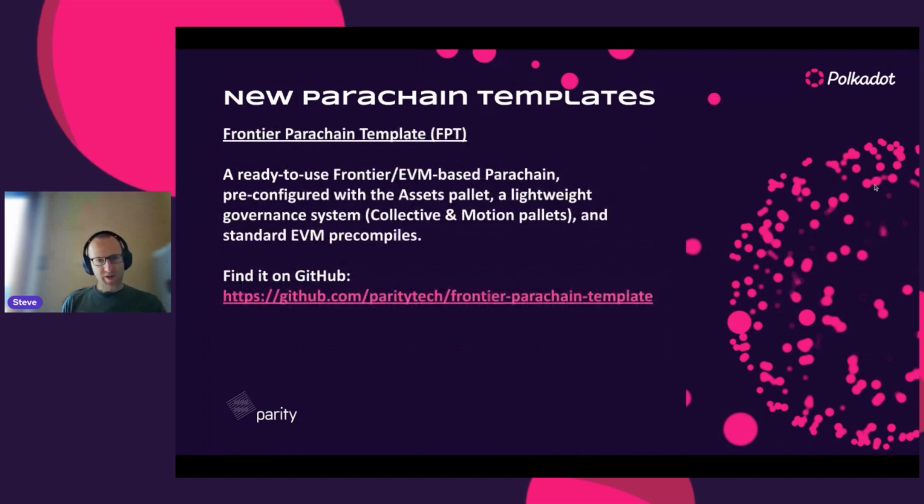The other new Parachain template that we are sharing is one that integrates the Frontier project, which means that it makes it EVM compatible. So it is a Parachain that is from the get-go Ethereum compatible, so you can deploy Solidity contracts on it. And you can also create assets, so we've integrated the assets pallet. We've integrated the same lightweight governance system, as well as other typical EVM functionalities like precompiles. All that is integrated and ready to use. And you can find it on GitHub at the following address, Frontier Parachain Template on the Parity Tech org.